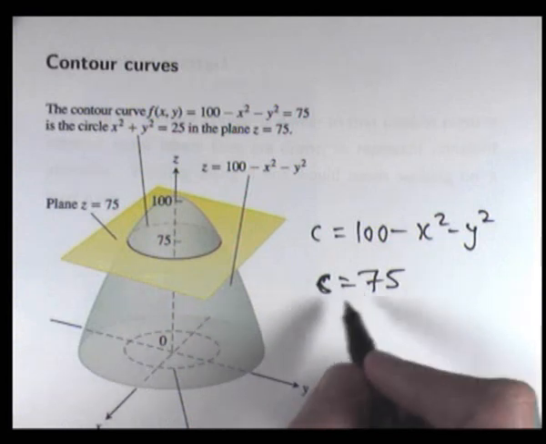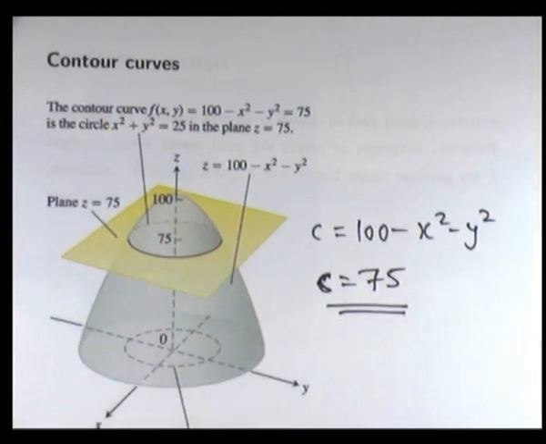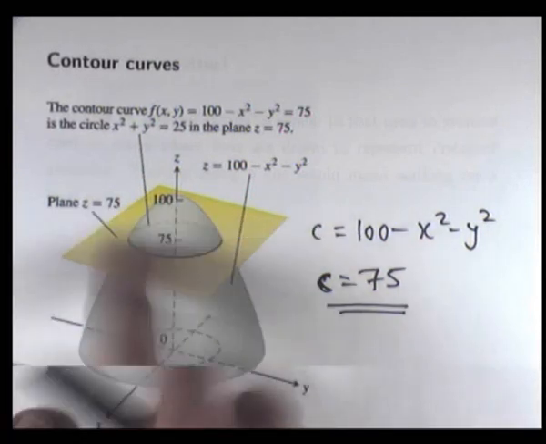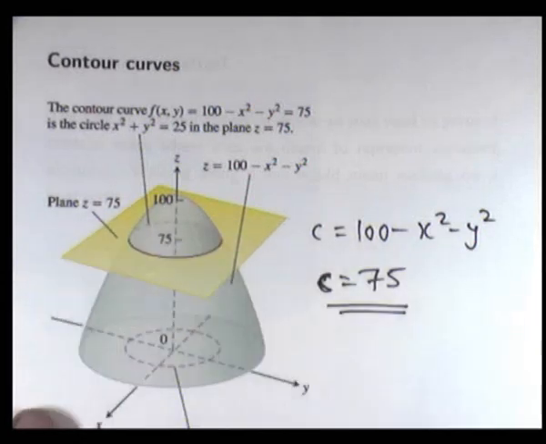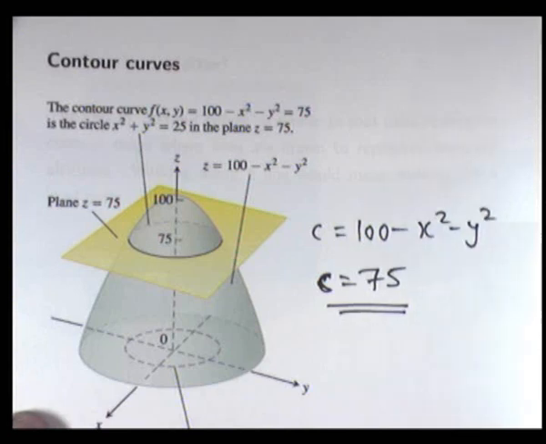And the importance here is that this number tells us how far above or below the xy plane that this curve lies. In this case, it's 75 units above the xy plane. That's where the circle lies.